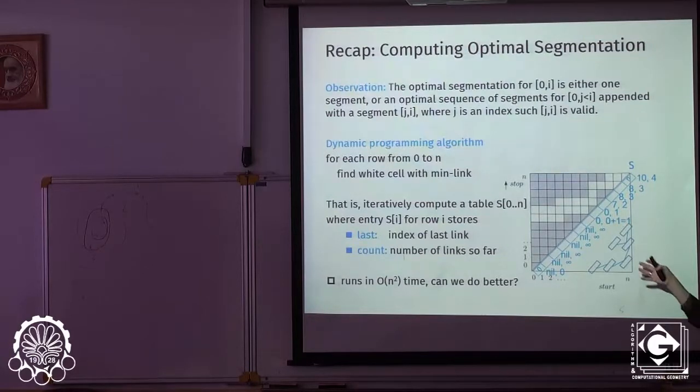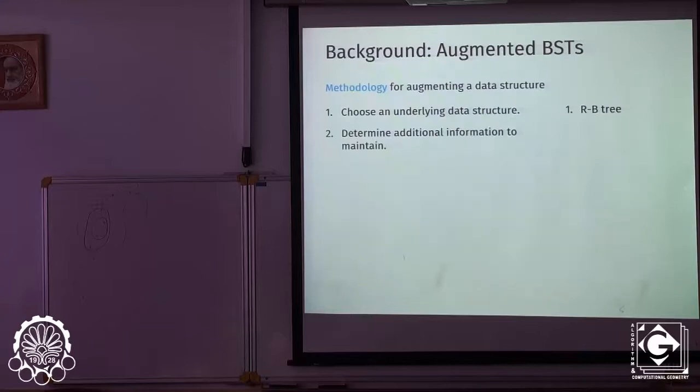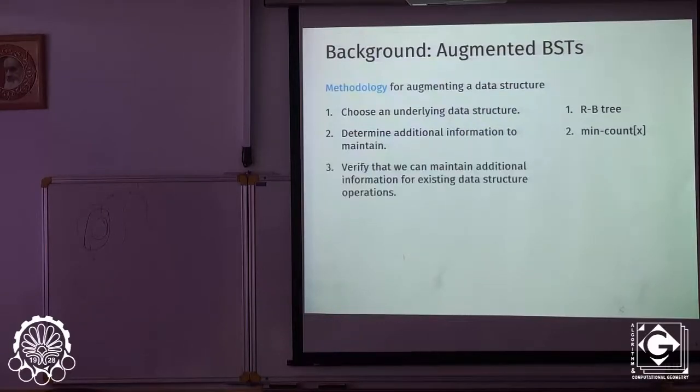The idea is to use range searching and to augment binary search trees. This is just one slide about augmenting binary search trees, which you all know. We first choose an underlying data structure, maybe a red-black tree. Then we determine the additional information that we want to maintain, which in our case is the minimum number of steps needed in the subtree for the start points that are in the subtree. Then we verify that this can be maintained: for such a minimum count, I only have to look at the node itself and its children, so that is easy to do.